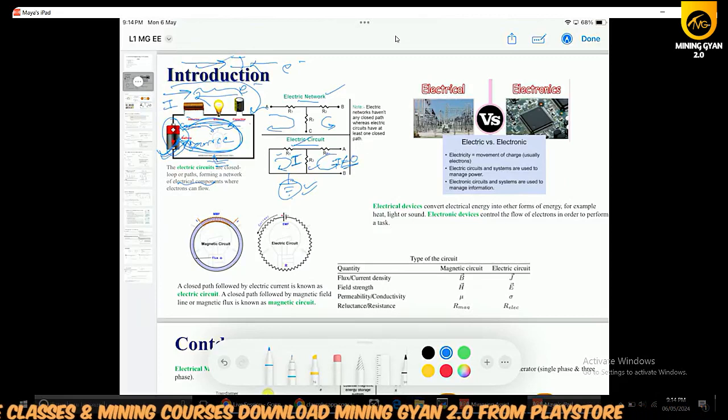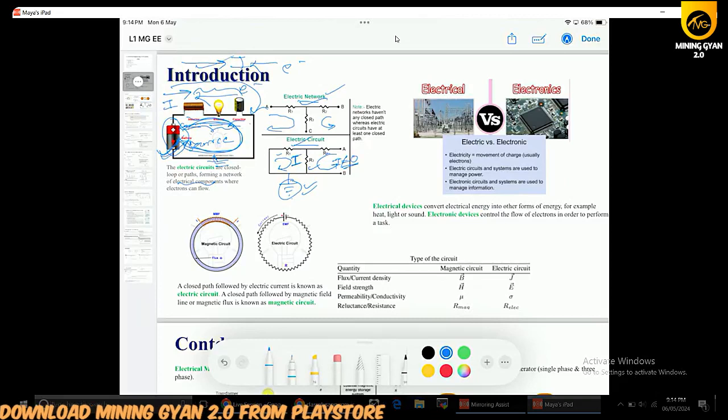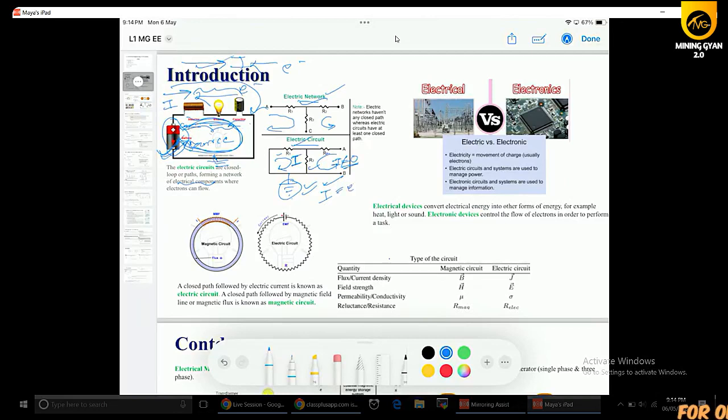So this is the basic difference. Electric networks don't have a closed path, but an electric circuit should have at least one closed path so that electron or current can flow. In electric circuits, the basic element is the electron, which has a negative charge. So this is the current carrying element, that is the electron.